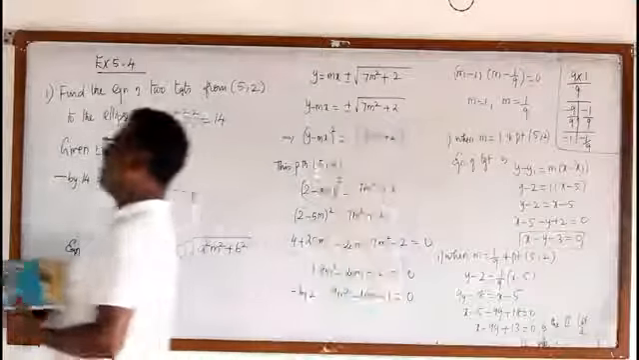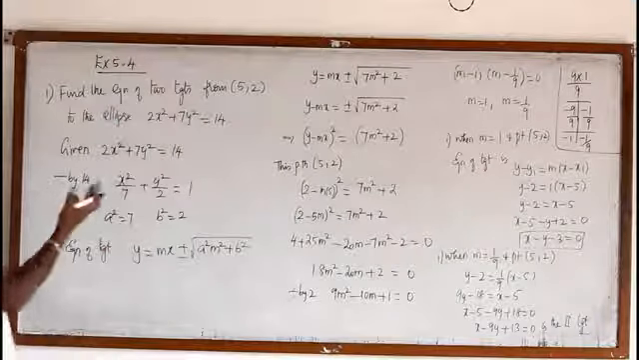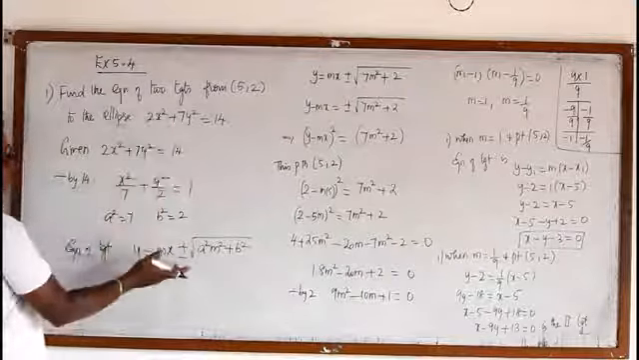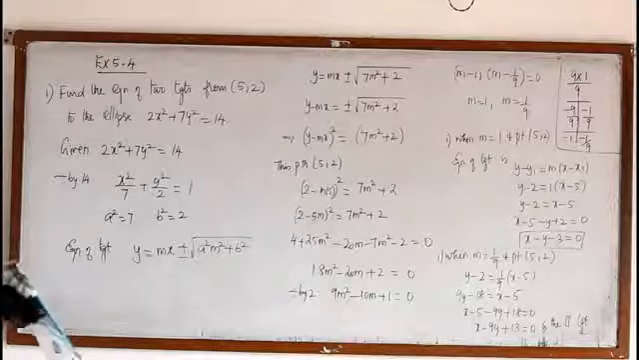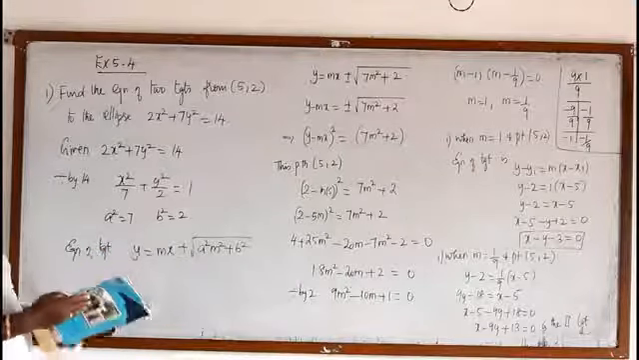This is how we can do it when you are asked for more than one tangent. So if they ask for more than one tangent, you should not use the splitting formula. You must go for the formula in which m is involved. So with that, this problem is over. Now we should go for the second problem.